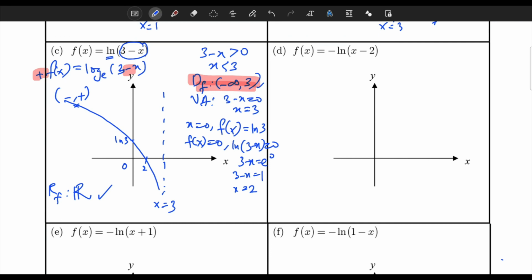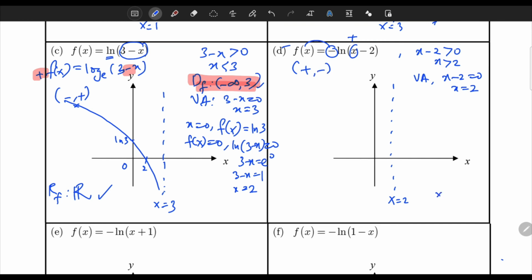Let's look at D. So we have f(x) equal to negative of ln (x minus 2). So x minus 2 greater than 0, so x greater than 2. So for the vertical asymptote, x minus 2 equals 0, so x equal to 2. So find your x equal to 2. So this is your x equal to 2. So you look at the x here. This is positive. So this is negative. So positive, negative, somewhere here. Okay, so that's the asymptote.